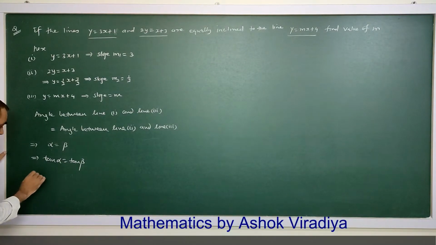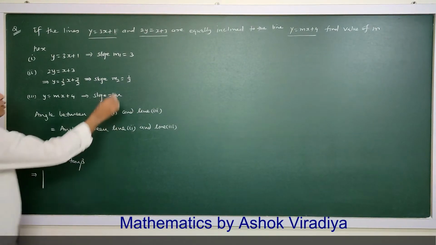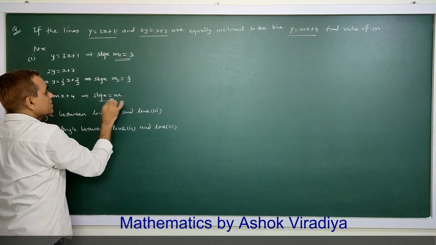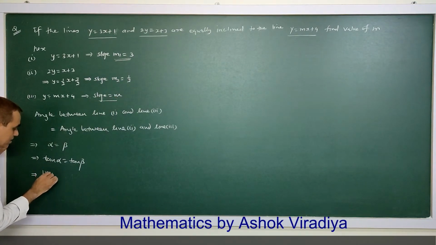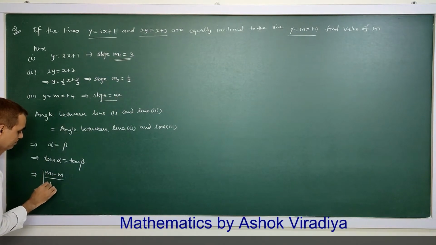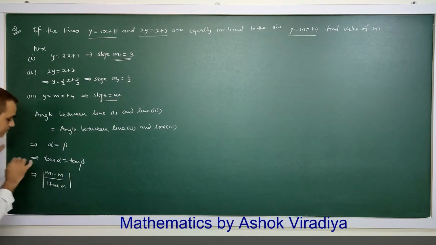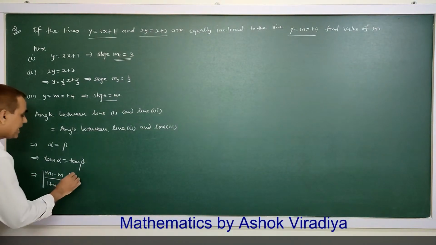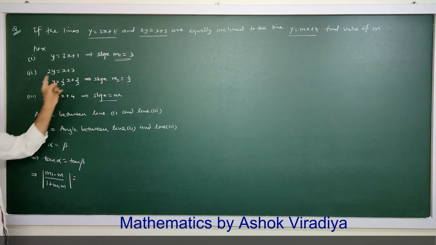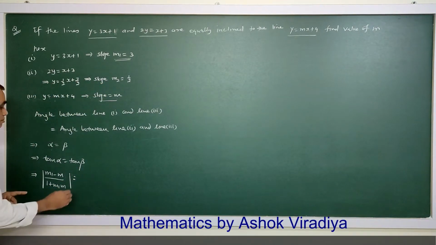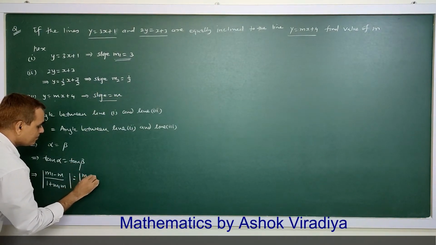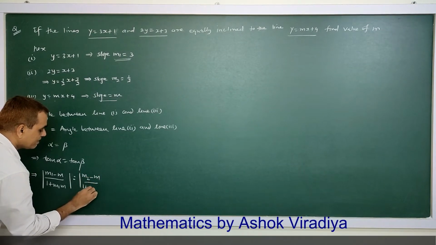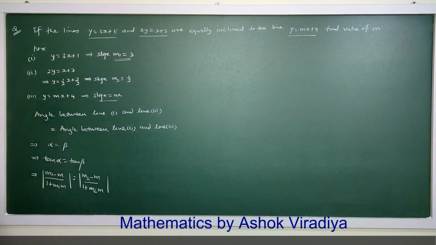Now tan alpha is modulus, now we are using these two values, modulus m1 minus m2 upon 1 plus m1 m2. Tan beta, that is beta is the angle between these two lines. So tan beta is modulus m1 minus m2 upon 1 plus m1 into m2. This is the common line.